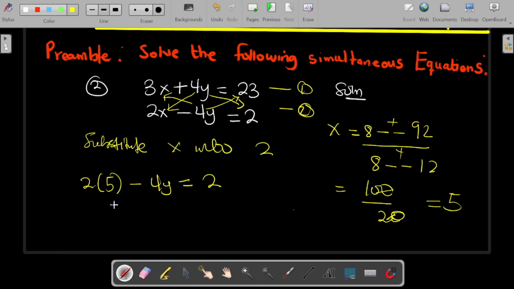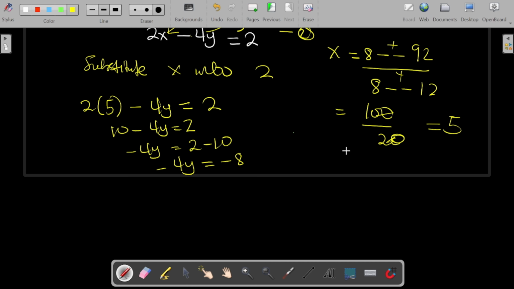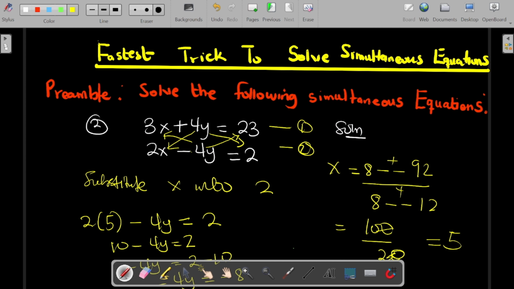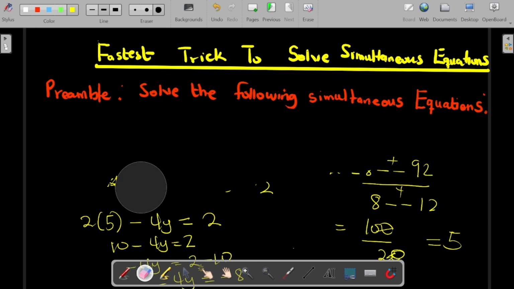Then we can see that 10 minus 4y is equal to 2. Negative 4y is equal to 2 minus 10. Then we can see negative 4y is equal to negative 8. If we have negative 8, then we can divide both sides by negative 4 to find our value of y. Value of y is 2. Okay. So that's like the easiest way to solve simultaneous equations. Okay. I believe the understanding is coming.